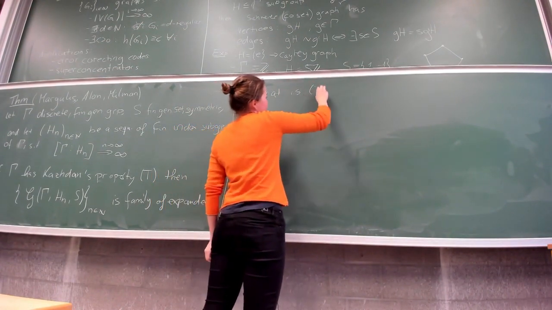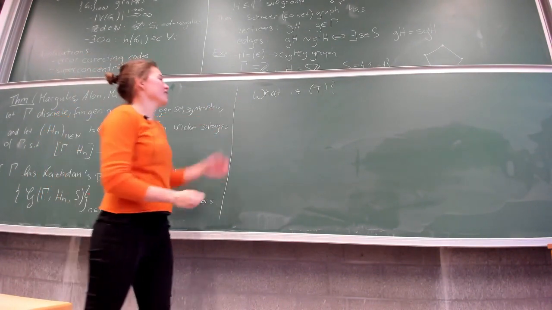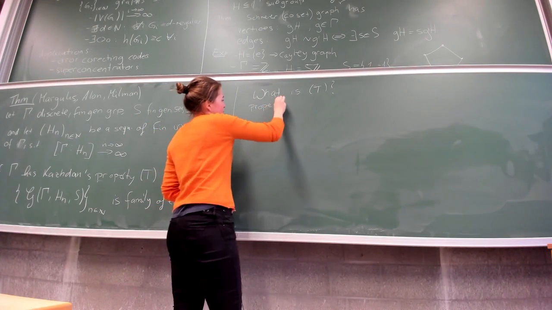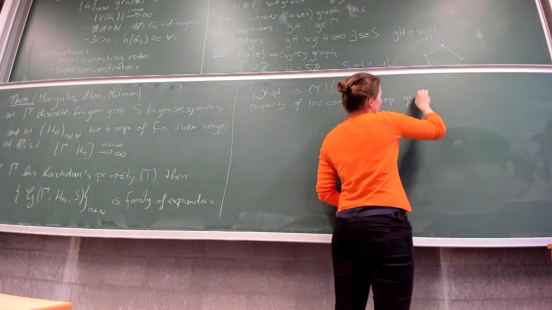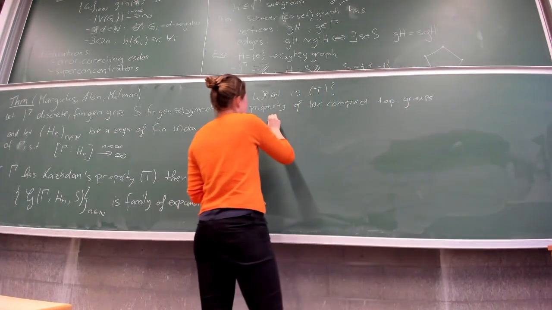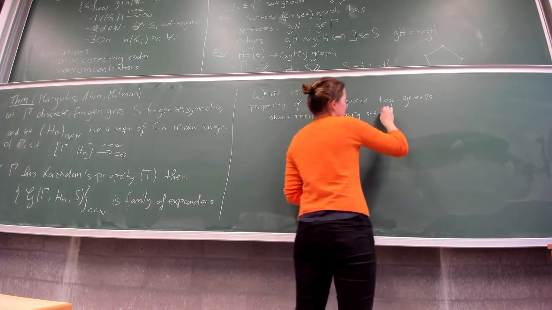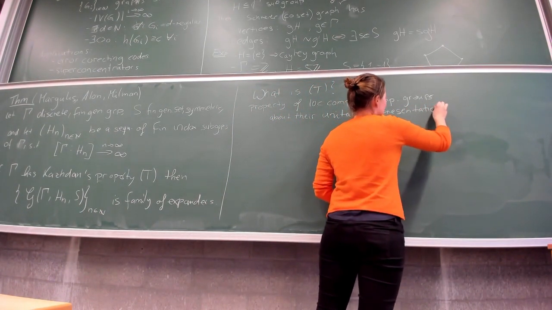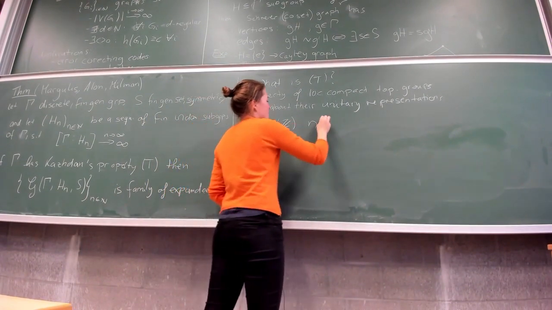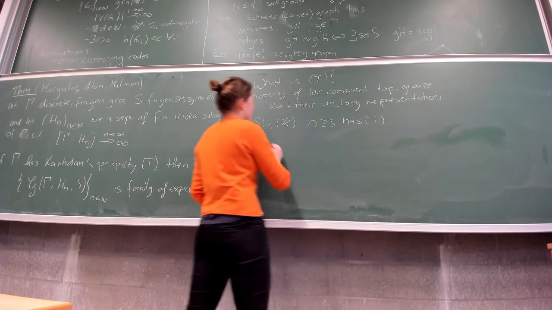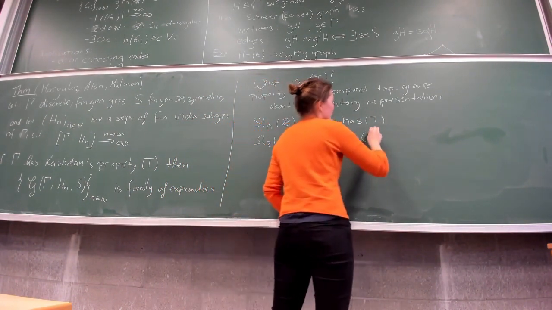Now you might ask yourself, what is property T? I'll not define it because it would take like 10 minutes to go through the definition, but it's a property of so-called locally compact topological groups, and it's about their unitary representations. For example, SL_n over the integers for n greater or equal to 3 has property T. SL_2 over the integers does not have T.